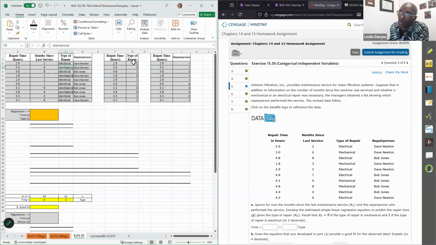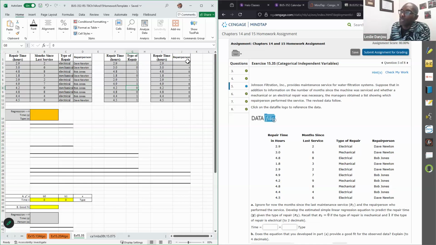So this is what we did, type of repair. For every electrical, we put it as 1. For every mechanical, we put it at 0. So we went through and did this whole part right here, just for repair time and just for type of repair. Then we did the same thing for the repair time, and we did it for different persons. If you had different persons' names, you can change them to ones and zeros or different numbers and use the regression analysis to determine, is there a correlation or not? And then you can make predictions and so on and so forth.